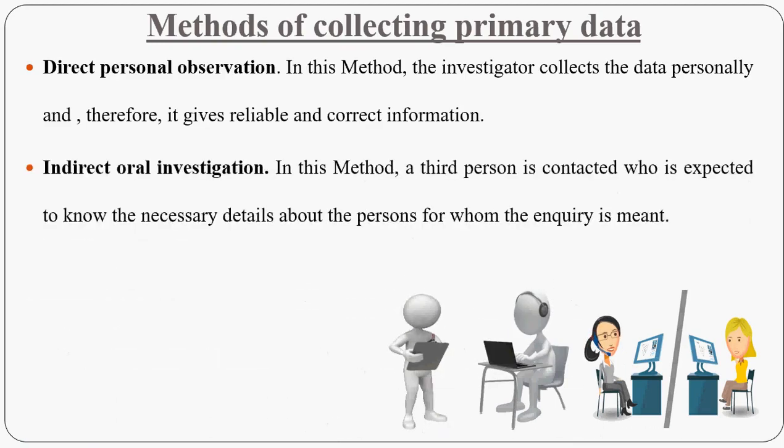Now the second method is indirect oral investigation. In this method, a third person is contacted who is expected to know the necessary details about the persons for whom the inquiry is meant. What we need to understand in this method is that it consists in collection of data through enumerators appointed for the purpose. A small list of questions pertaining to the subject matter of the inquiry is prepared. These listed questions are then put to the informants. Informants means respondents who are closely connected or concerned with the subject matter. So the enumerators collect all the answers from the informants and record them systematically.